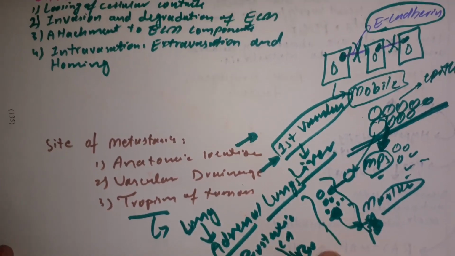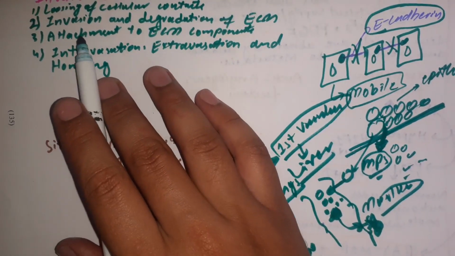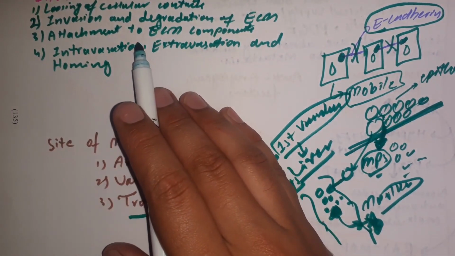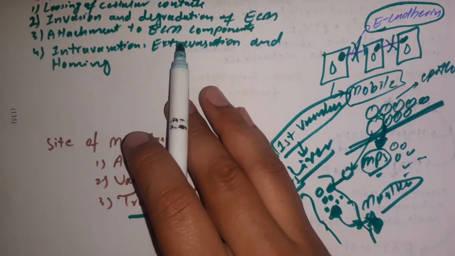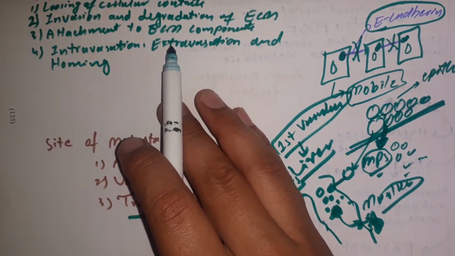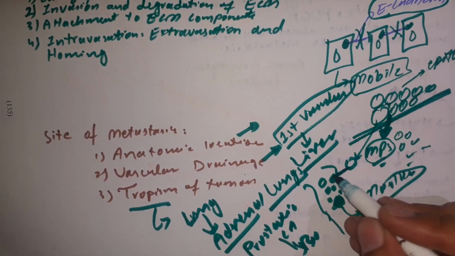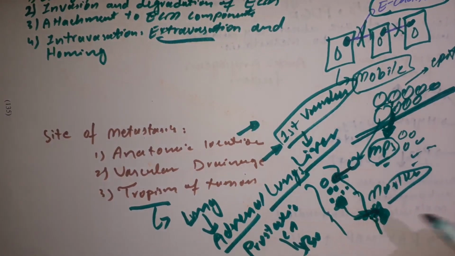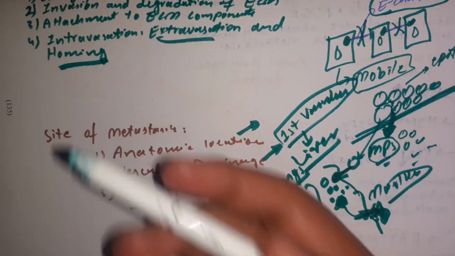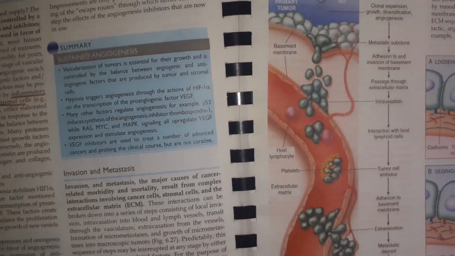So basically, metastasis involves the process of first loosening of cellular contacts, then it invades the surrounding tissue, its own basement membrane, and degrades the extracellular matrix, and it also gets attached to specific extracellular matrix proteins or markers. Then it shows the process of intravasation. Intravasation is the process in which the tumor enters into the blood vessel and travels to a distant site. Then it shows the process of extravasation, in which it moves out of the blood vessel, and then there is homing at the distant site. You can see this in this diagram here, which explains the entire process very well.